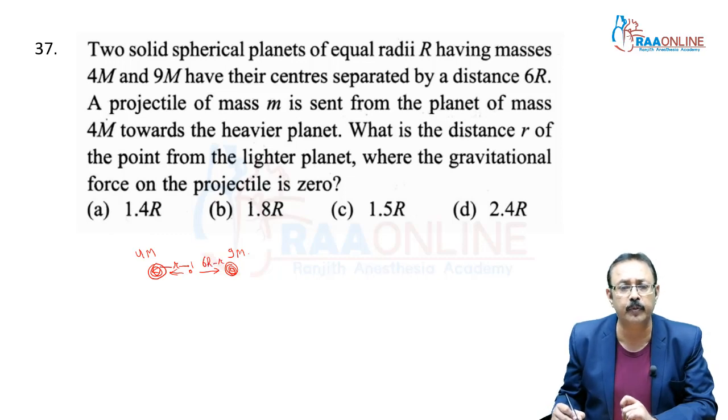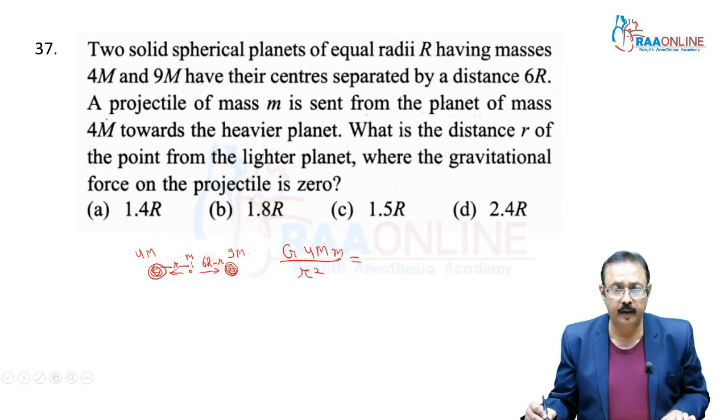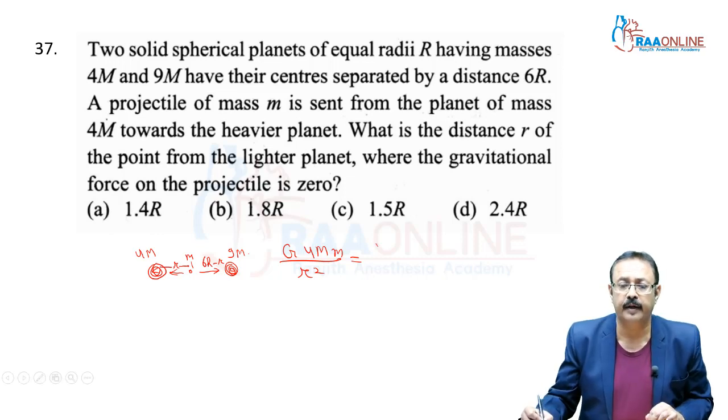What force will it put on this? It will put a force G m1 m2 upon r square. G m1 m2 by 6r minus r whole square. Cancel G m.